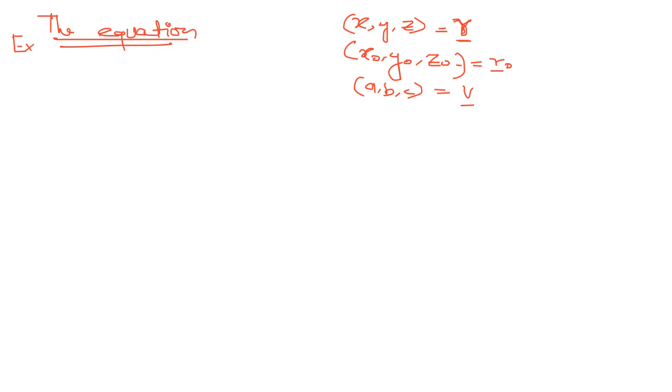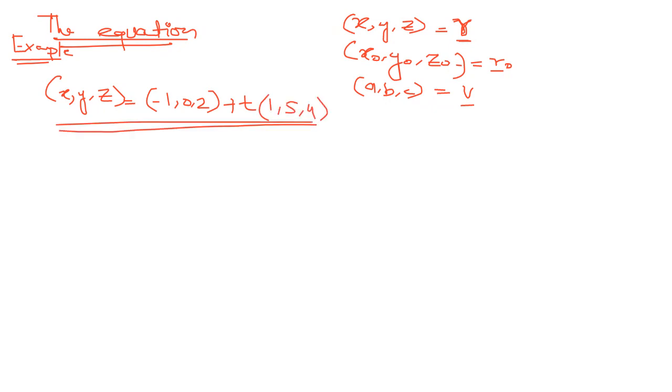Now, this is the example that you have to clear. Suppose you have x, y, and z equal to -1, 0, and 2 plus t times 1, 5, and 4. This is the vector representation, the vector equation. In vector form, it is r equals r naught plus t times the v vector.